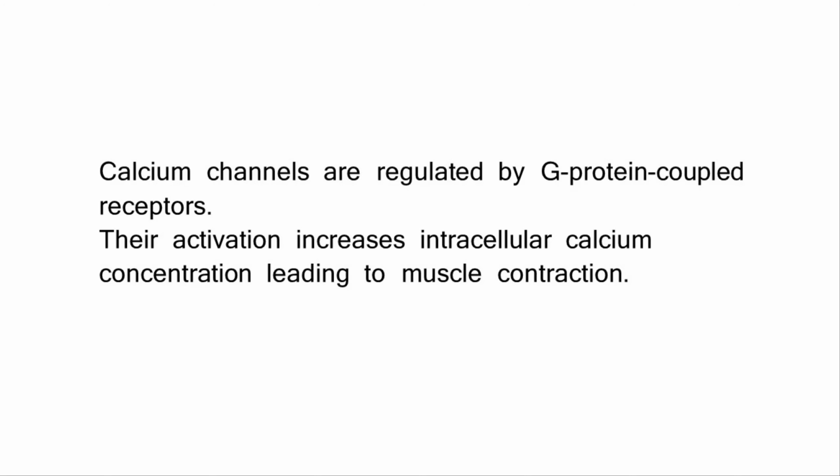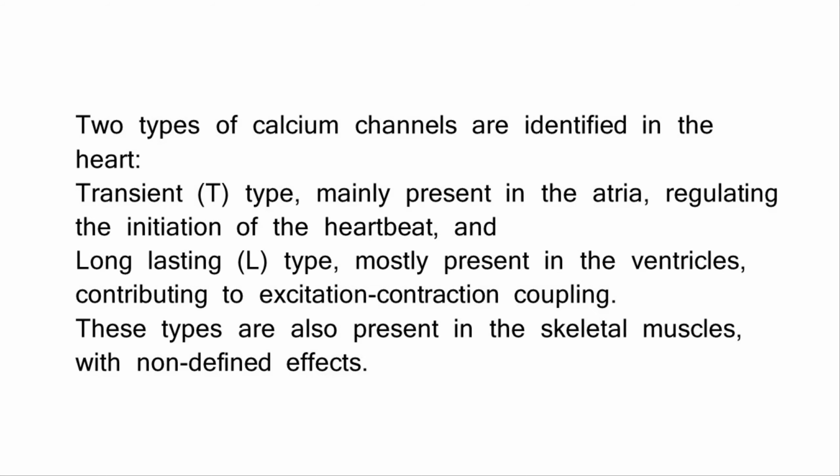Calcium channels are regulated by G protein-coupled receptors. Their activation increases intracellular calcium concentration, leading to muscle contraction. Two types of calcium channels are identified in the heart: transient, T type, mainly present in the atria, regulating the initiation of the heartbeat, and long-lasting, L type, mostly present in the ventricles, contributing to excitation-contraction coupling.